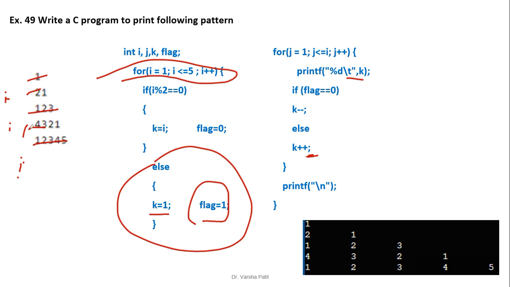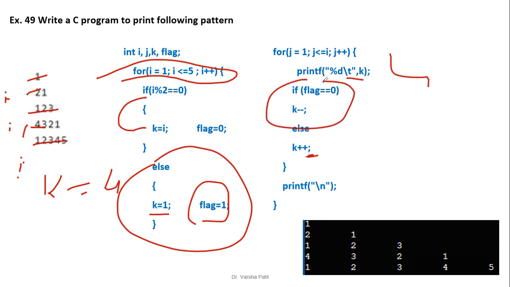When i equal to 4, it will go into this loop. Our k becomes 4 and flag equal to 0. Flag equal to 0 means what? We require to do the decrement, so it will print 4 as it is, but after that it will take the decrement value. So in this way you require to develop the logic.